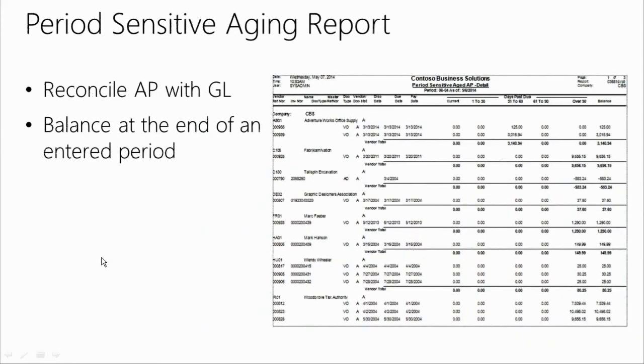The next is your period sensitive aging report. This is a good report to run when you're going to reconcile your accounts payable with your general ledger. Basically, it's giving you the balance at the end of an entered period. So you're saying for this particular period, this is where we stand. What can happen here too is to make sure that all your accounts payable have flowed correctly into your general ledger and that you've posted everything. This will allow you to see those items that potentially may not have posted at this time.